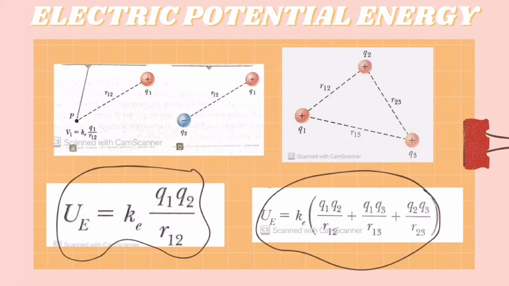If the charges are of the same sign, then U_E is positive. Positive work must be done by an external agent on the system to bring the two charges near each other, while if they are of opposite sign, U_E is negative. Negative work is done by an external agent against the attractive force between the charges of opposite sign. If the system consists of more than two charged particles, we can obtain the total potential energy of the system by calculating U_E for every pair of charges and summing the terms algebraically, like this formula shown here.